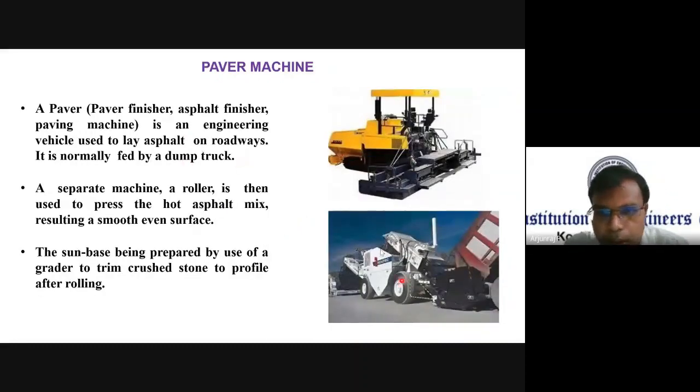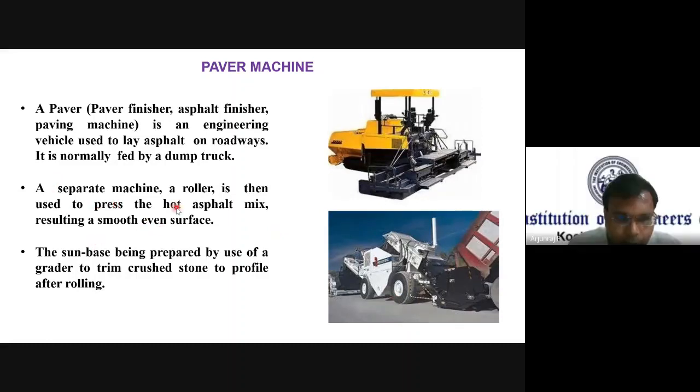The next important thing is the paver machine. I will also show you this in a video. It's a very interesting one. When you are extending roads, this can be very much used. Suppose you are going for an 8-lane road, or increasing a 4-lane to an 8-lane road, this is a very good option. It has a paver finisher, an asphalt finisher, which is a vehicle used to lay asphalt on roadways, and this is normally fed by a drum truck. I will also show you the video of this. This is quite an interesting one.